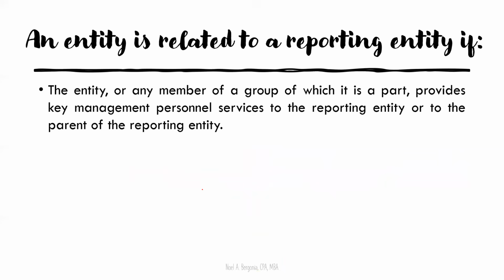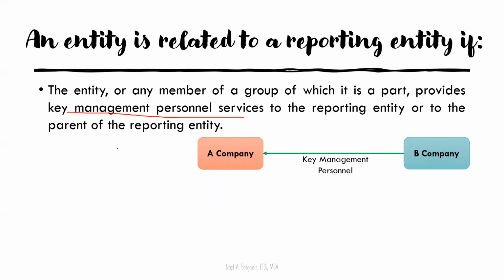Okay? And then finally, to become a related party to the reporting entity, that entity o kaya naman a member of the group which it is part provides key management personnel services to the reporting entity or to the parent of the reporting entity. So let's say for example, we have company A and company B, and the relationship is that company B gives key management personnel to company A. So si B nagbibigay siya ng mga personnel, whether director, who would be considered in the planning, directing, and the operating of our company. And then what will happen here is, of course, company B is now considered as a related party to company A kasi nagpo-provide siya ng key management personnel.